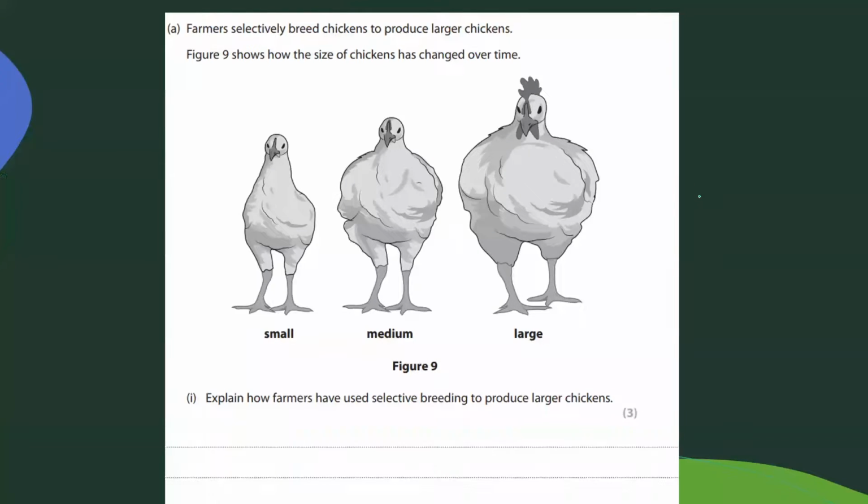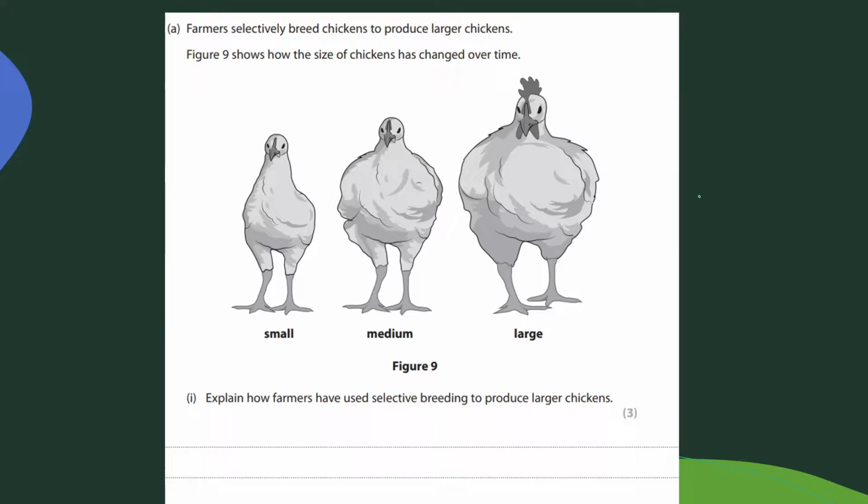Farmers selectively breed chickens to produce larger chickens. Figure 9 shows how the size of chickens has changed over time. So small, medium and large. The original chickens, like the wild chickens, were actually quite small, or smaller than ones we tend to eat or keep today. Explain how farmers have used selective breeding to produce larger chickens.